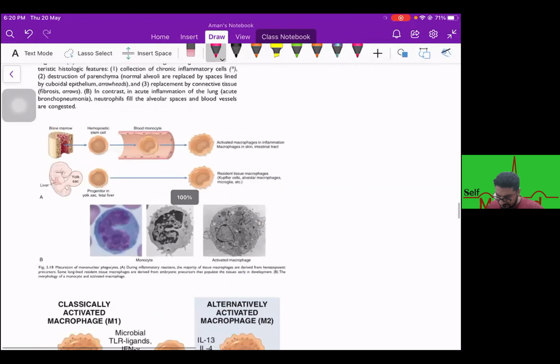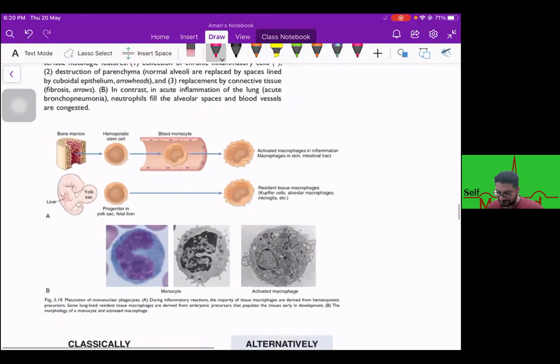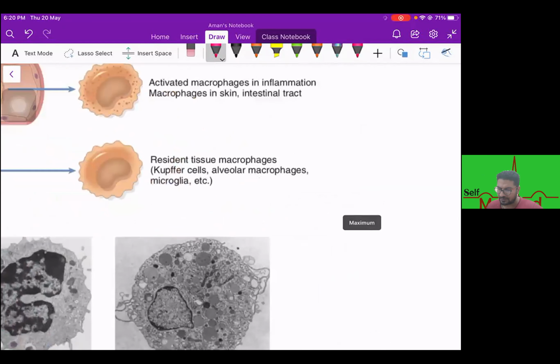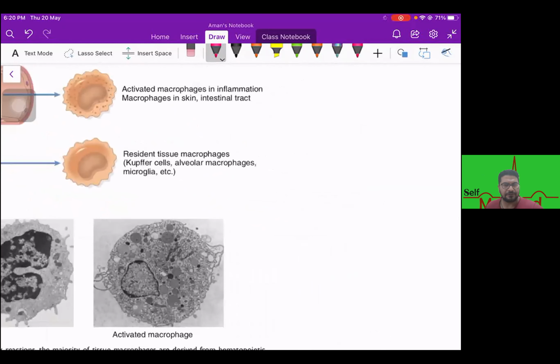Okay, then understand this. Hematopoiesis, as you know, can occur in the yolk sac first, and then it goes to the liver and bone marrow. Ultimately, hematopoietic stem cells give rise to blood monocytes, which can activate your macrophages. Macrophages have different names in different organs. For example, Kupffer cells are the macrophages of your liver. Alveolar macrophages are macrophages of the lung. Microglia are the macrophages in your brain.